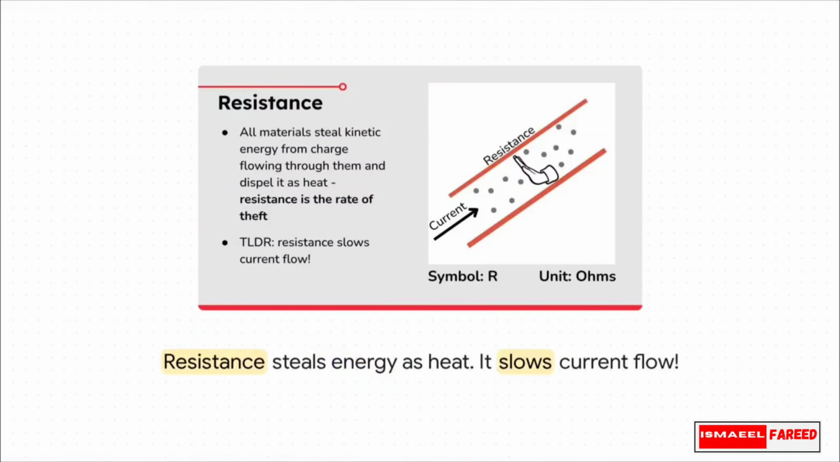And our third character is resistance, symbolized by R and measured in ohms. Honestly, you can playfully picture resistance as a bit of a thief. See, all materials have some built-in level of resistance. As our current flows through a material, that material steals kinetic energy from the moving charge and dispels it outward as heat, which, let's be real, is usually a massive nuisance when your laptop starts feeling like a frying pan. Resistance is literally the rate of this energy theft. To put it simply, it slows down current flow. It's the pushback against those moving electrons.